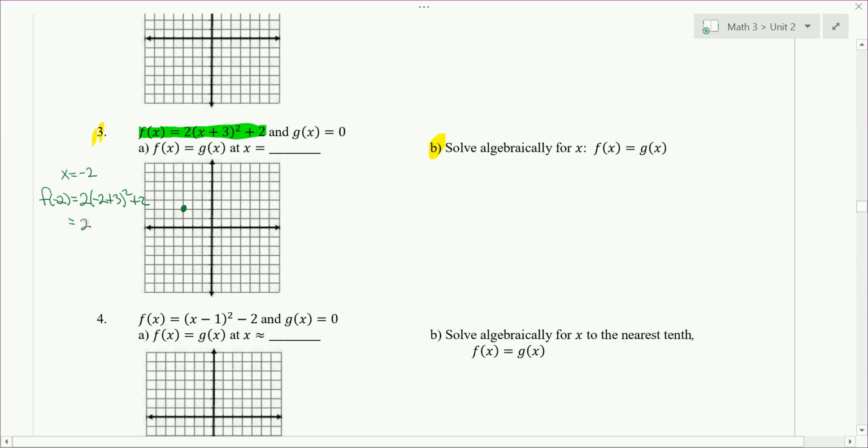Follow the order of operations. Parentheses, exponents, multiplication, addition. So we get f of -2 is 4. So that gives us the point -2, 4. And that's the right side, and we can reflect that on the other side of our vertex. And there is our function f of x.